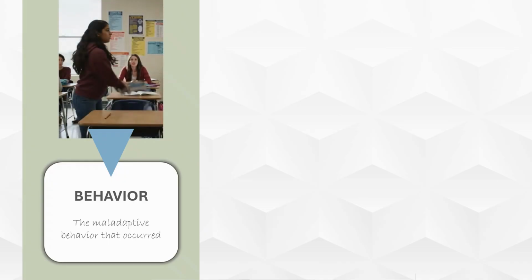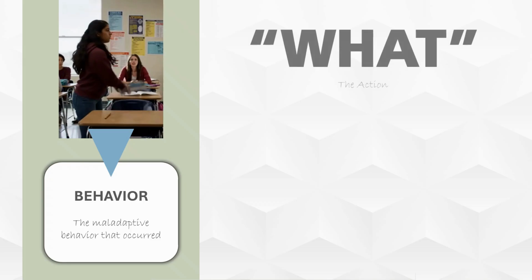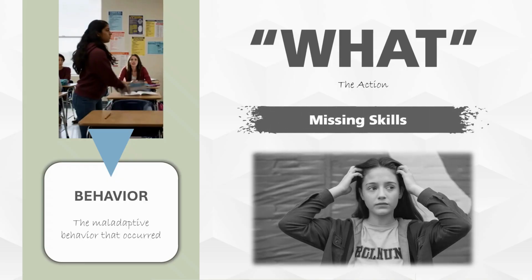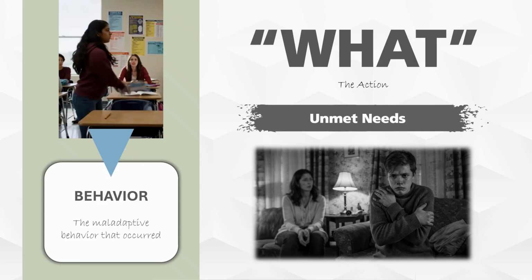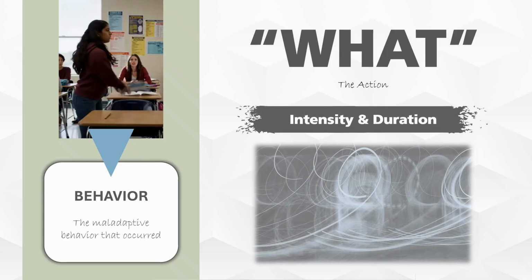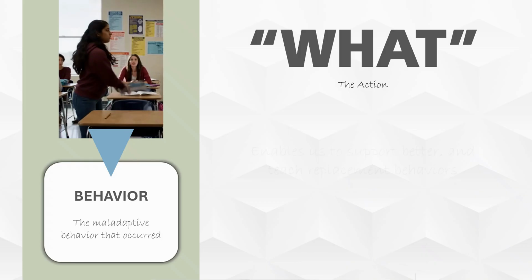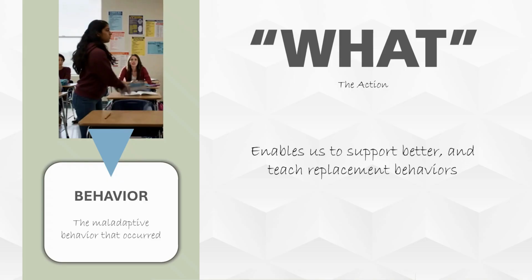At the behavior stage of the incident, we are evaluating what happened, or the action that took place. Using observation and data, we can determine if the maladaptive behavior occurred because an individual is missing a skill, like frustration tolerance or the ability to wait, or if there is an unmet need driving the behavior, perhaps a sensory need, a desire to be validated, or a yearning for more autonomy or agency. By noticing the intensity, duration, and timing of behaviors, we can determine the severity of the need. By analyzing the maladaptive behaviors that occur, we can better support our loved ones and teach replacement behaviors and skills.